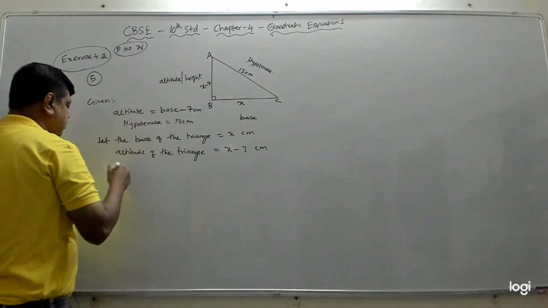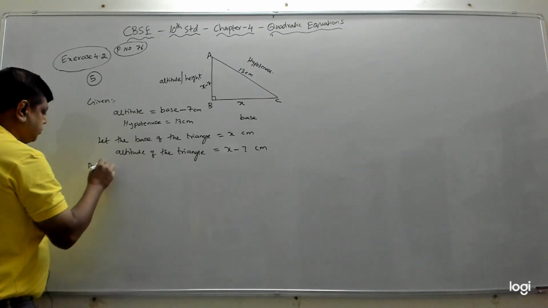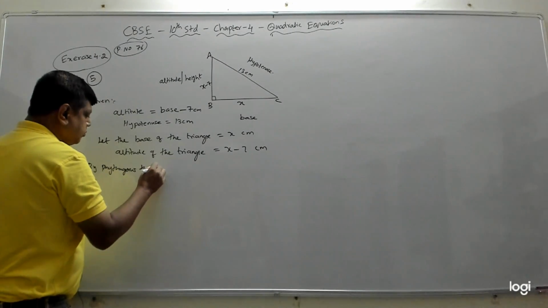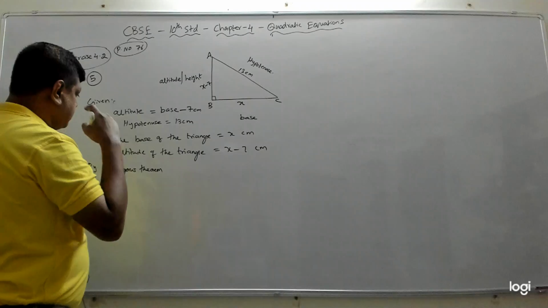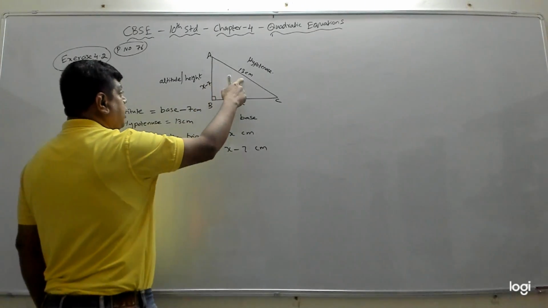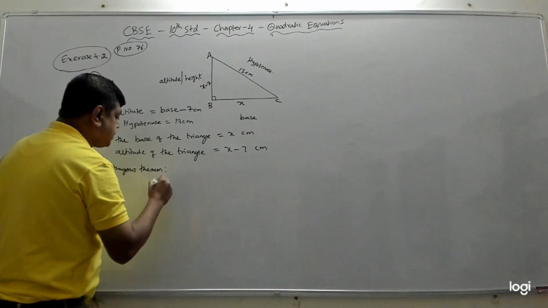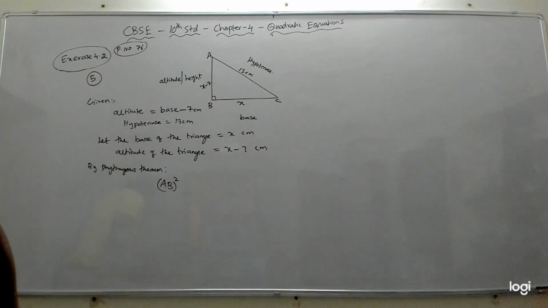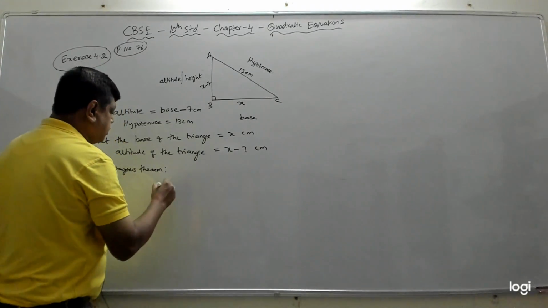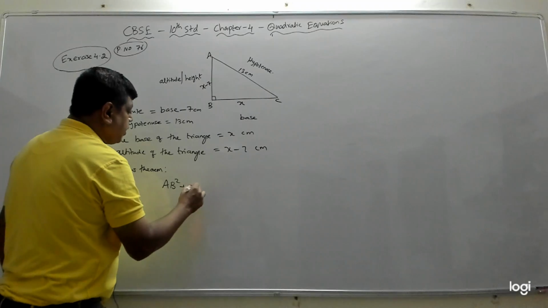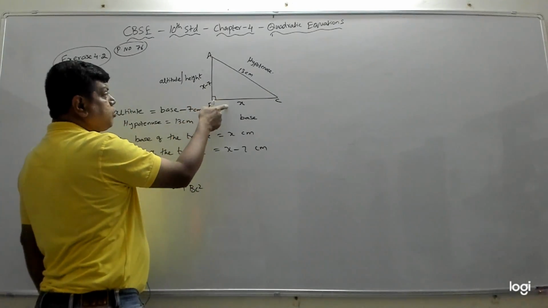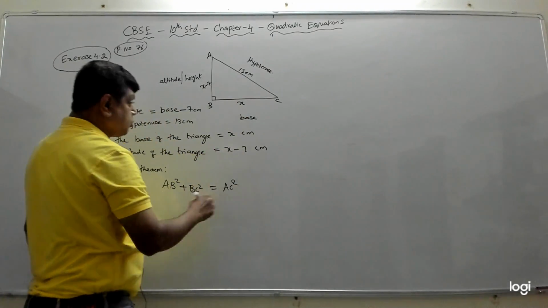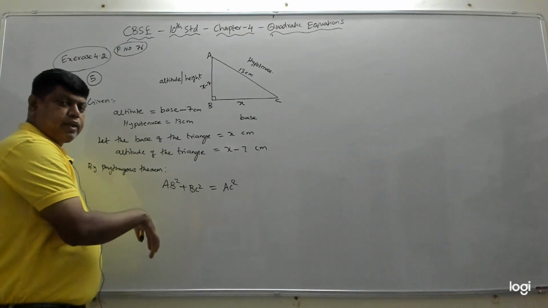So what the Pythagoras theorem says is, by Pythagoras theorem, the square of the hypotenuse is equal to the sum of the squares of the other two sides. So AB square plus BC square, the sum of the squares of the other two sides, will be equal to the hypotenuse square, which is AC square. That's what our Pythagoras theorem says, which you would have studied in your 8th standard and 9th standard.